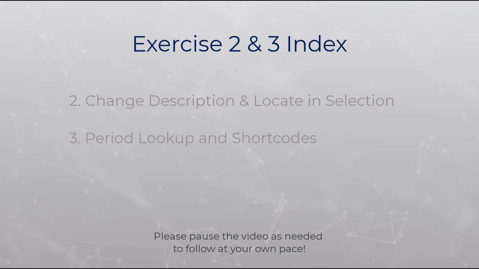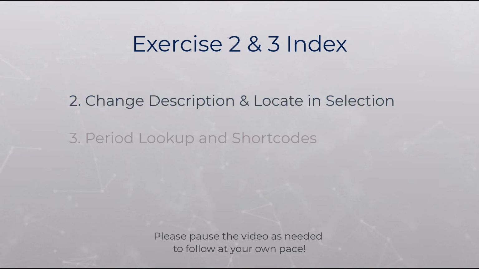Exercise 2 goes over two functions in Query Builder, showing how to change output descriptions and the Locate in Selection function. Exercise 3 has three parts, A to C, showing the lookup on a period filter.